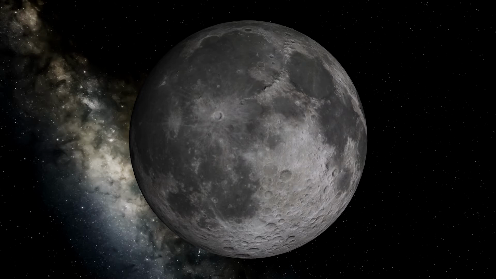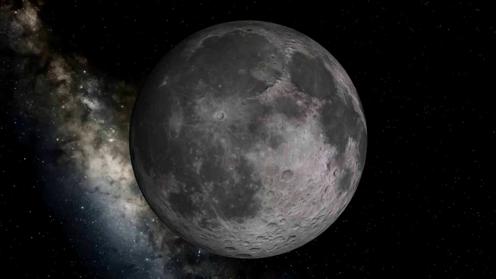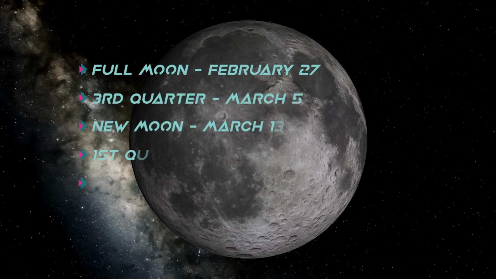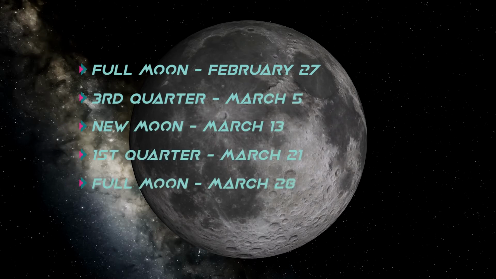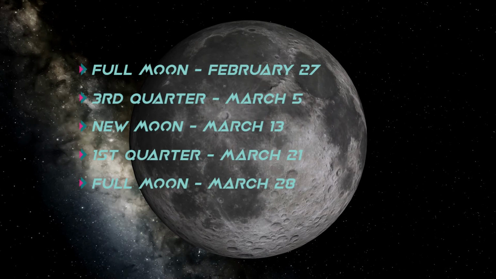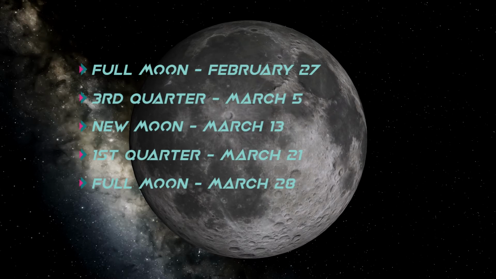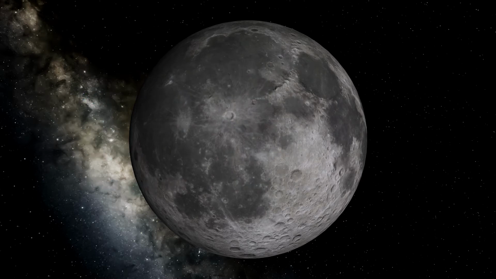The moon phases, looking back slightly all the way into February, will be occurring on these evenings. Full moon, February 27th. March 5th will be the third quarter moon, so starting out the month with an early morning presence for the moon. A new moon on the 13th of March. First quarter comes up on the 21st of March, and then the full moon, the worm moon, will be on March 28th.